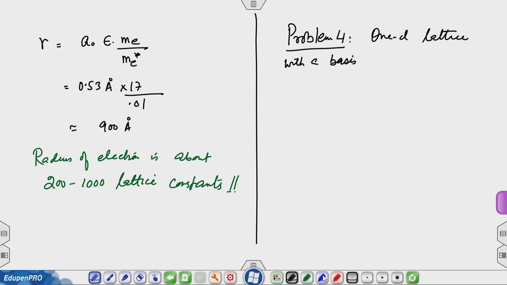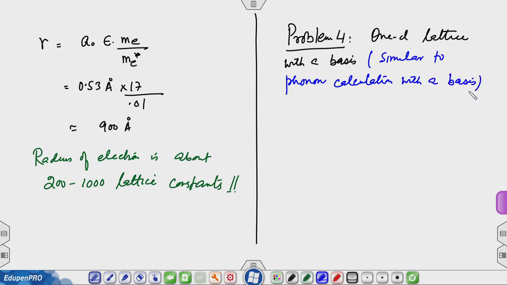And in that sense it is similar to phonon calculation with a basis. And remember, in phonon calculation we had the acoustic band when this was a single atom. The moment we had a basis of two atoms, we also got an optical phonon. So, here also I am going to get two bands. Equations are going to be very similar. So, here is the problem.